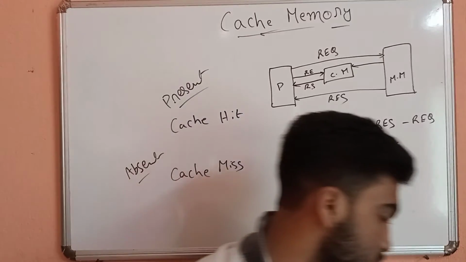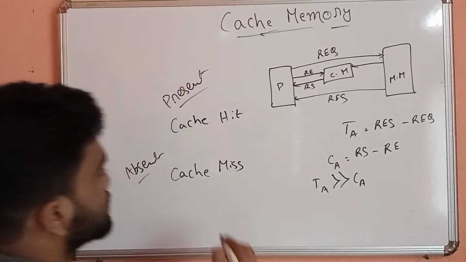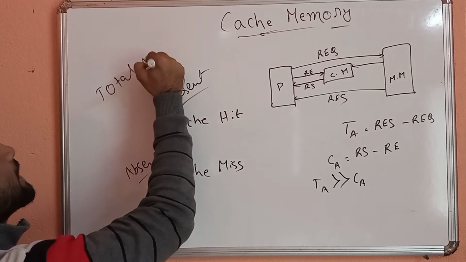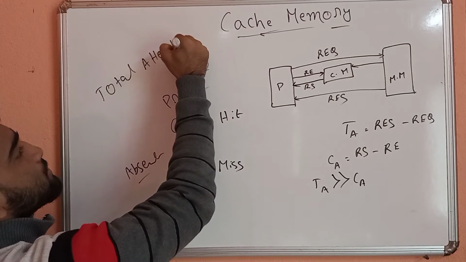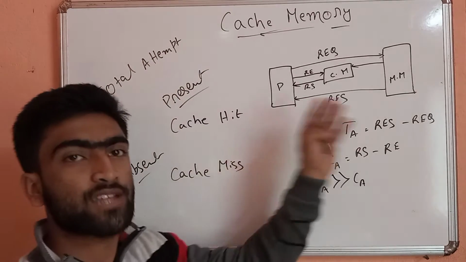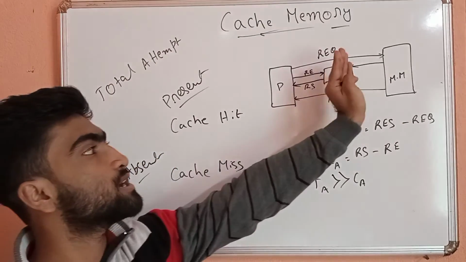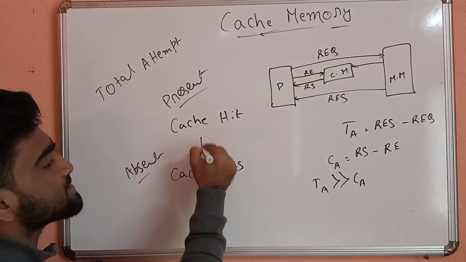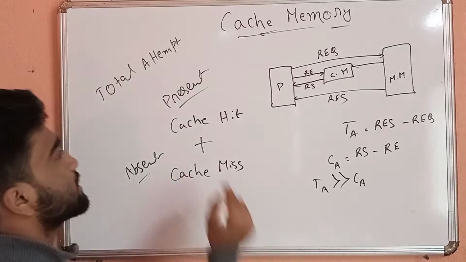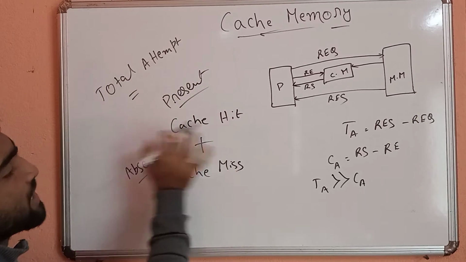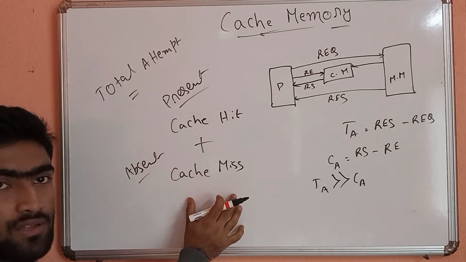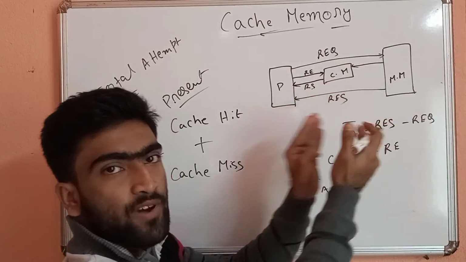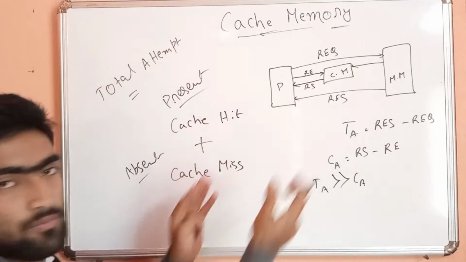Now what will be the total attempt? Total attempt means how many times the processor approaches the cache memory. This will be cache hit plus cache miss. That means total attempt is equal to cache hit plus cache miss. That many times the processor approached the cache memory to find the particular data or set of blocks.